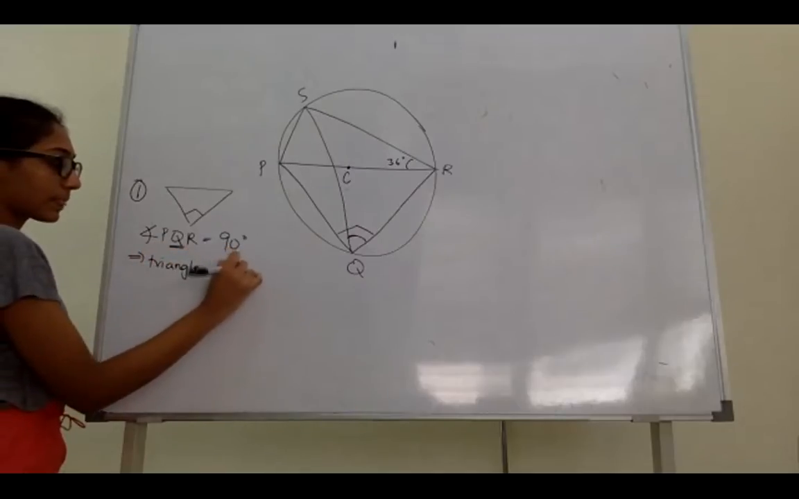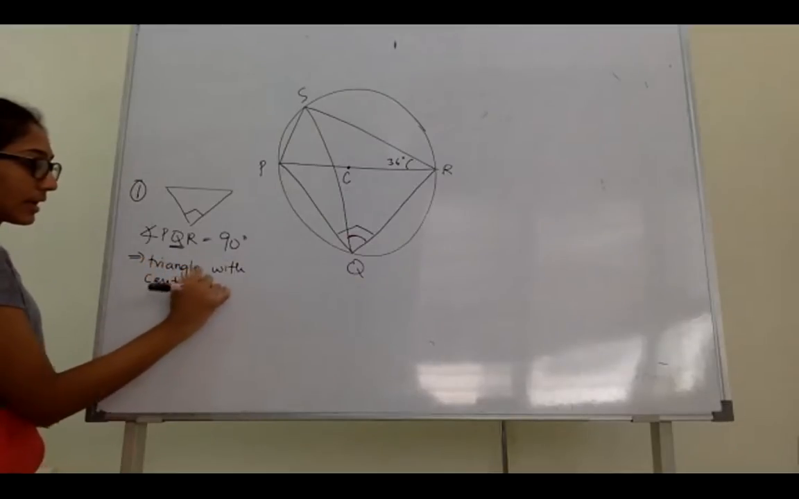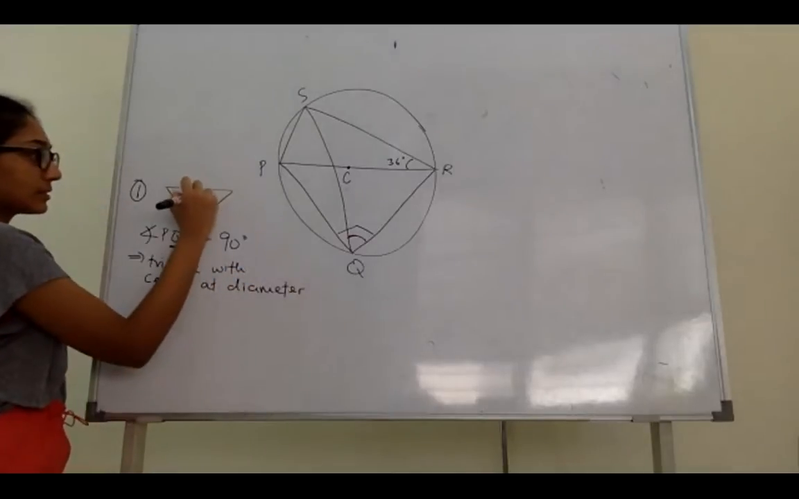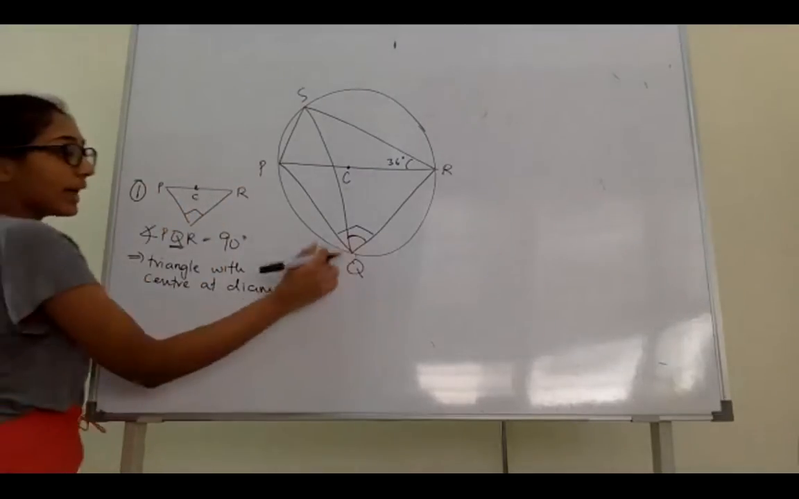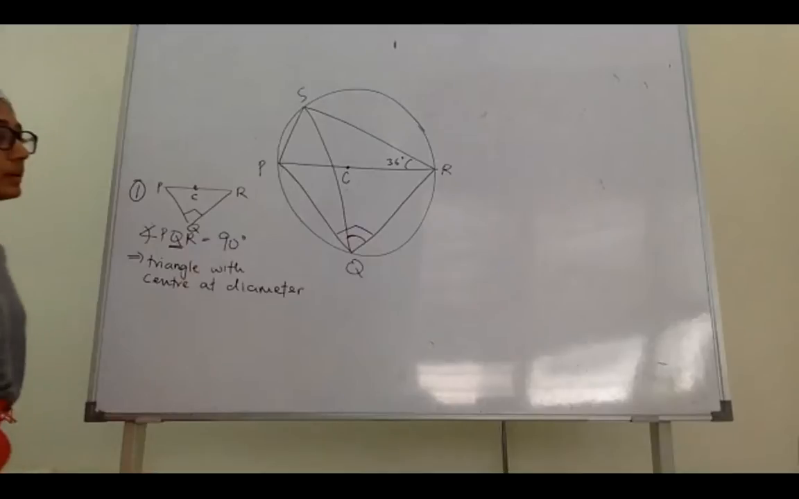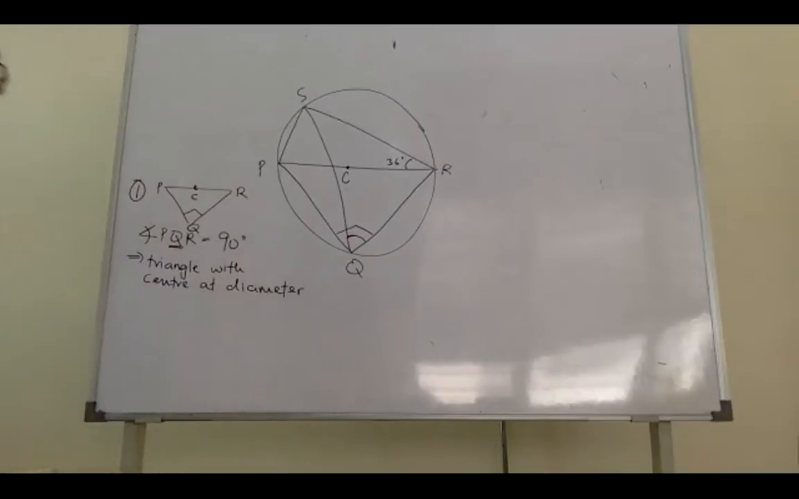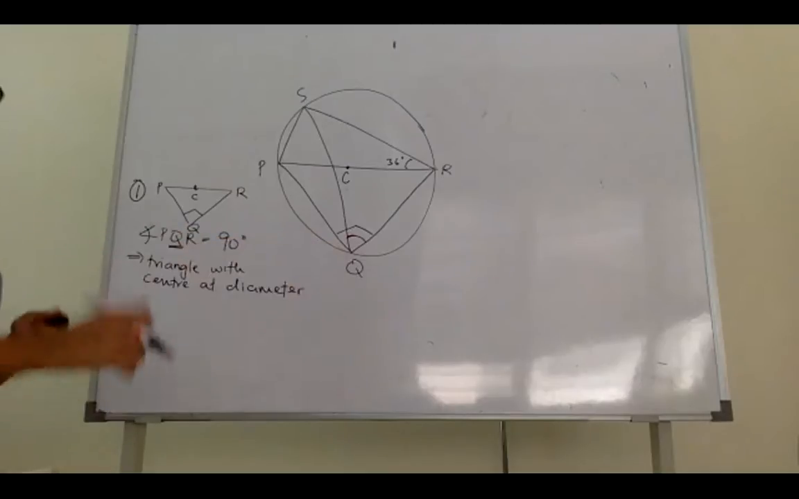Because it is a triangle with the center at the diameter. Okay, this is the center, which means PR is the diameter, which makes this 90 degrees. So the whole angle of Q is 90 degrees, but now we only want half of it. Now, what is the next thing you said, Elijah? Because of the bow tie rule, the left side of Q is 36 degrees. Yeah, that part. Okay, correct.